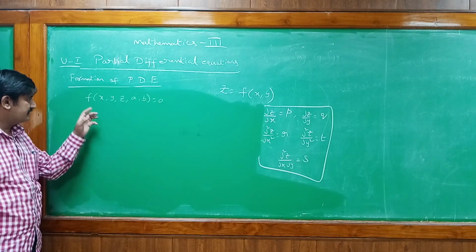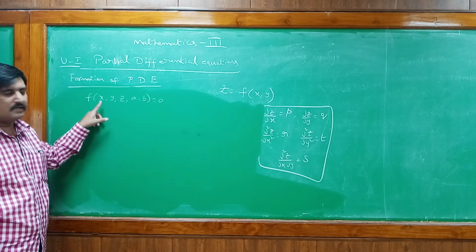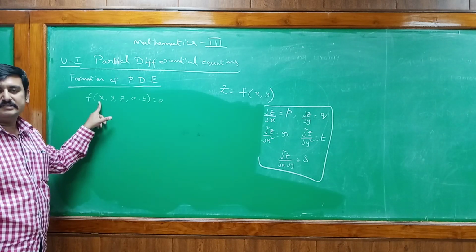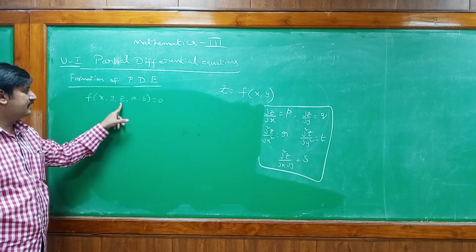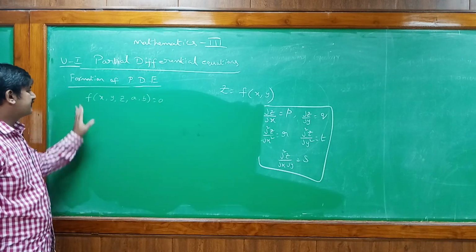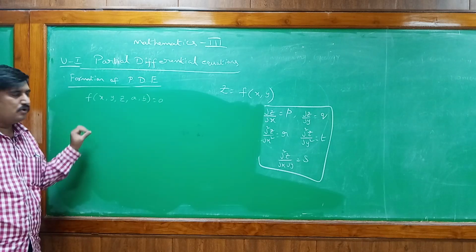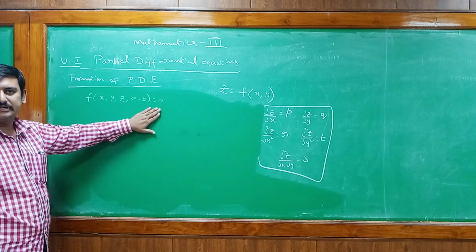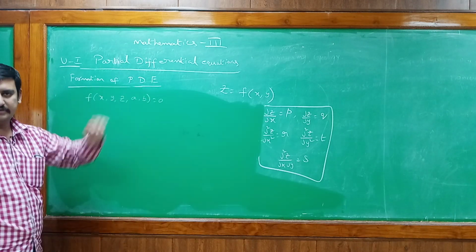This is a general function equation which contains x terms, y terms, z terms and our constants. What is our z here? Z is a function in terms of x comma y. So what we have to do? We have to convert this equation into a partial differential equation.